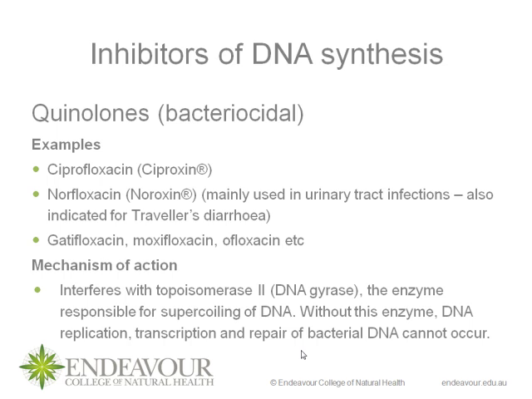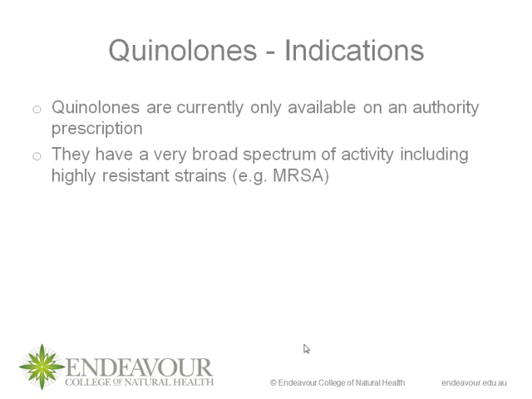Topoisomerase 2 is DNA gyrase. This enzyme is responsible for supercoiling DNA. Without this enzyme, you cannot get DNA replication, transcription, or repair of bacterial DNA, and so this will kill that bacterial culture that's causing that infection.